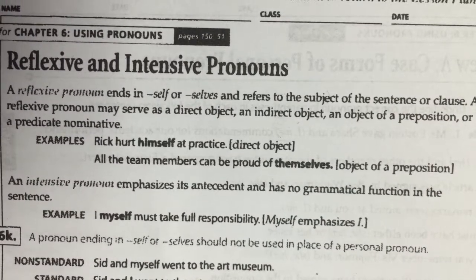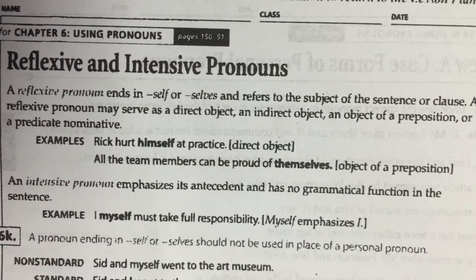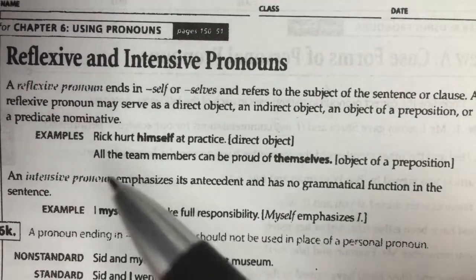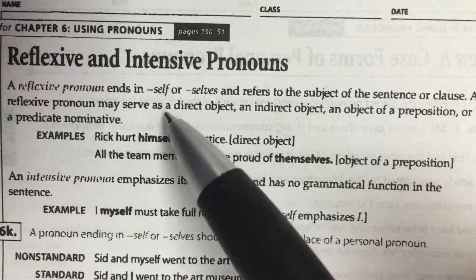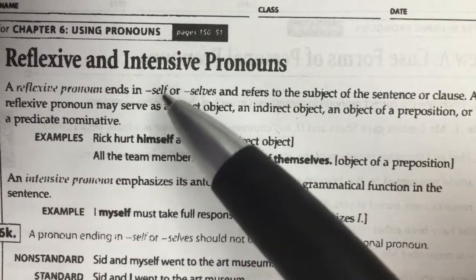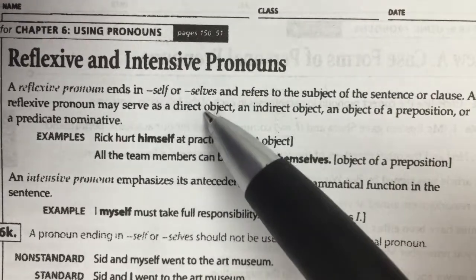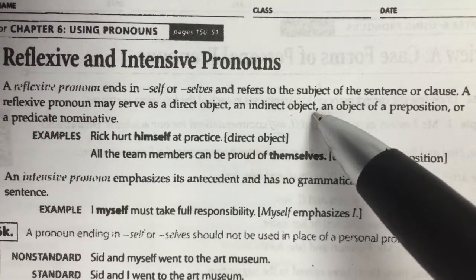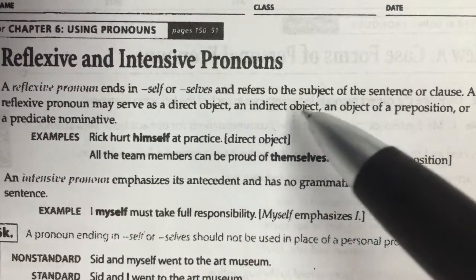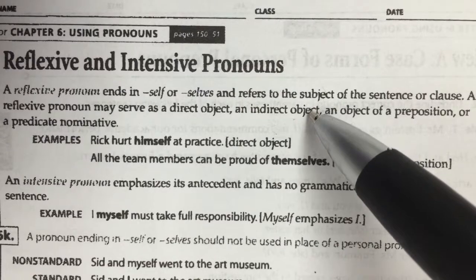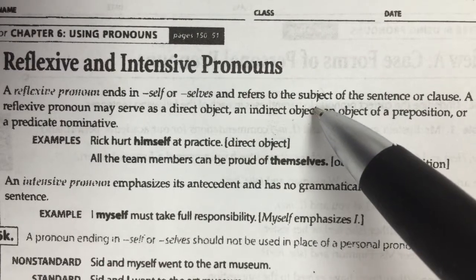All right, so we're going to start here with reflexive and intensive pronouns. The definition of it is at the top here, so you can keep this and you'll have it for the test. But we're talking about our pronouns that end in self or selves, and these words have to refer to the subject of the sentence or clause, and this is the rule that you have to remember. These words refer to the subject, which means they can never be used as a subject.